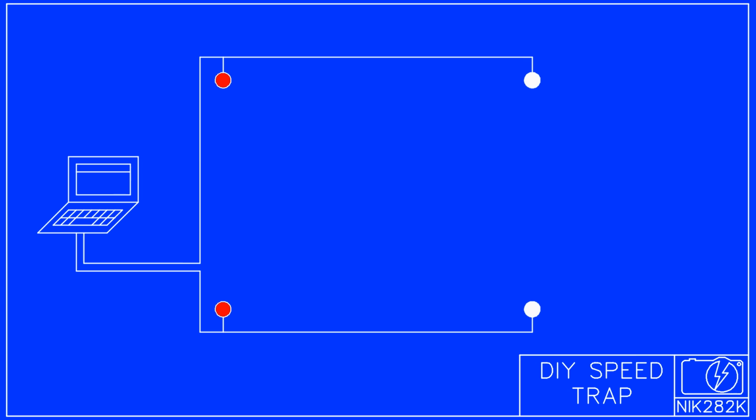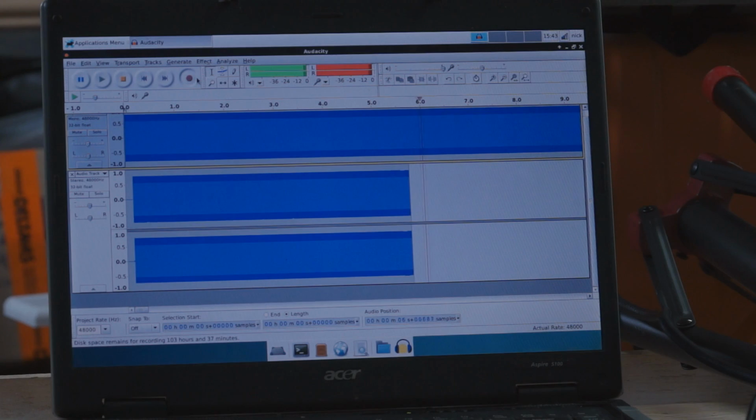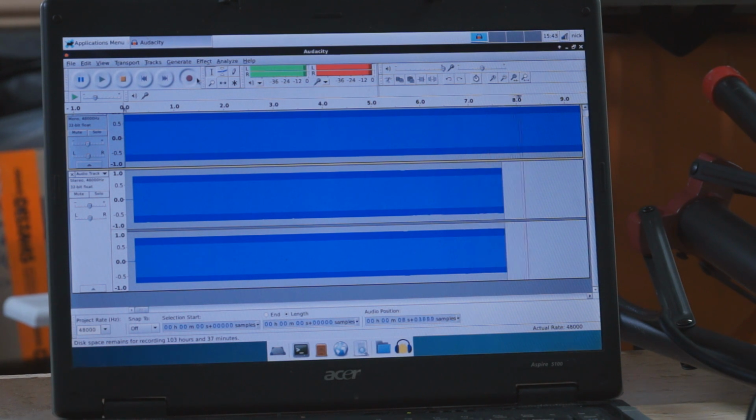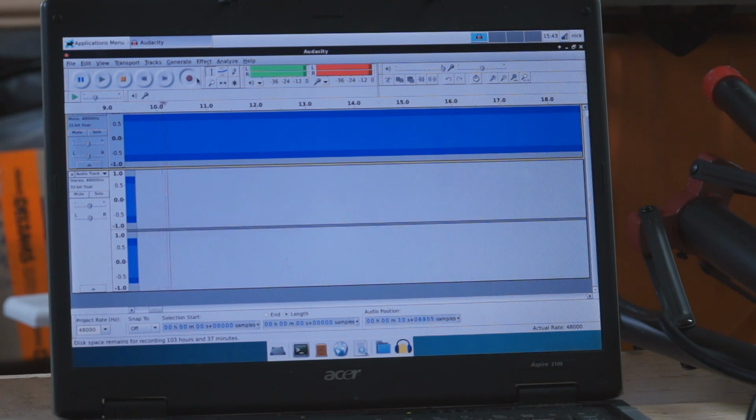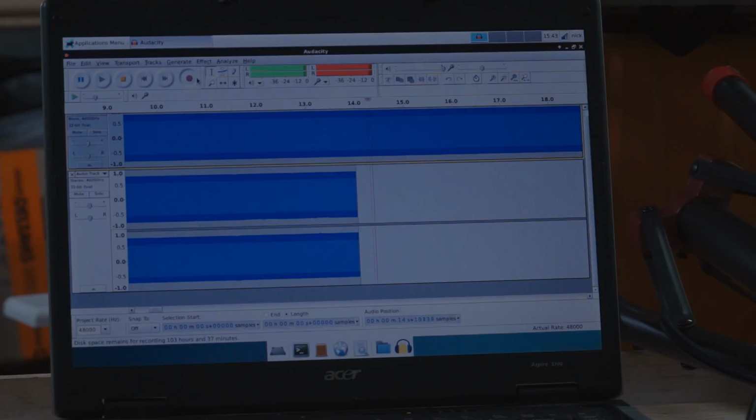In order to measure the time between when the two strips of foil are broken, I connected each strip of foil to either the left or right channel of both the audio output and audio input of my laptop. I then played a continuous tone through the audio output of my laptop, which was displayed on my audio recording software on the input channel.